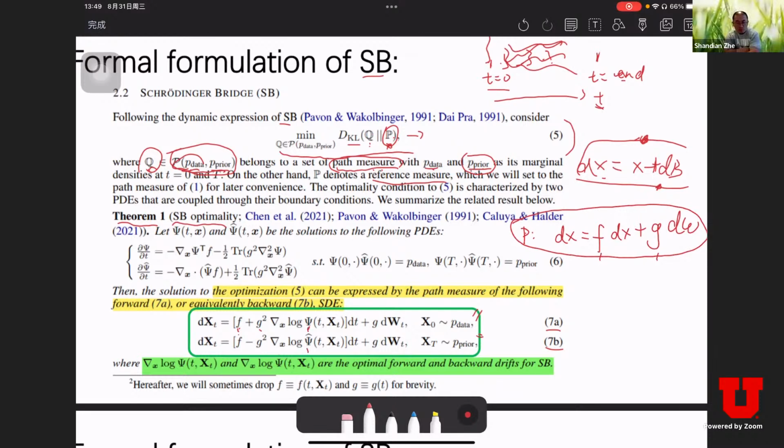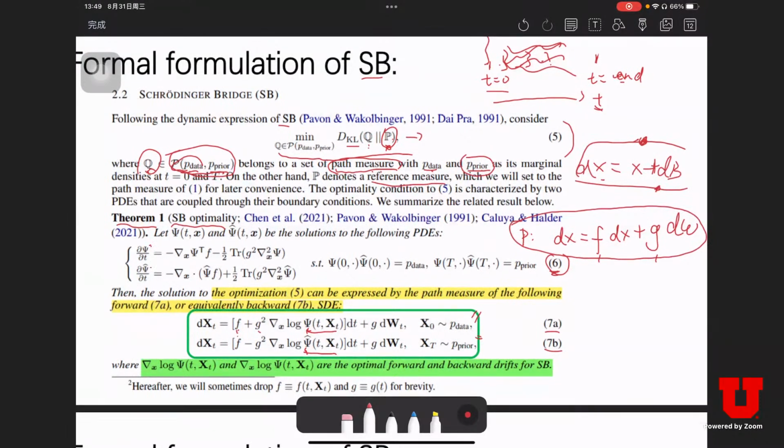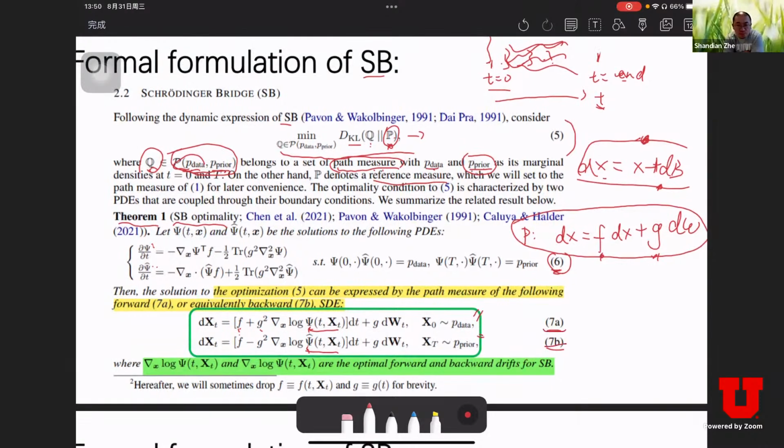Now, what is the phi here? I think that may be the most confusing part. The phi_t here comes from another coupled PDE, which is given as equation 6. It's saying that if we can solve the coupled PDEs in 6, these very ugly terms, we can get phi and phi hat. Combining phi and phi hat with F and G, with your reference simple SDE, we get the optimal solution of the Schrodinger bridge problem in the form of 7A and 7B.